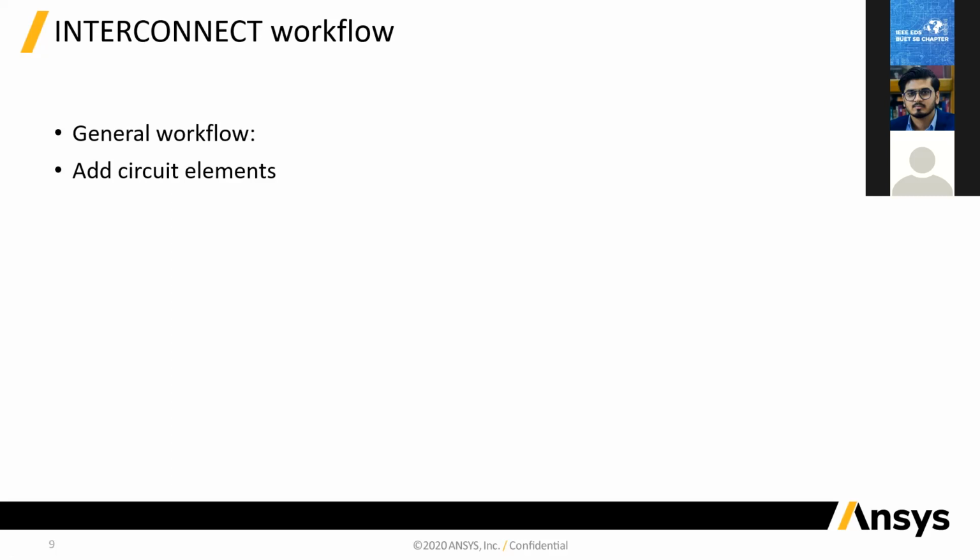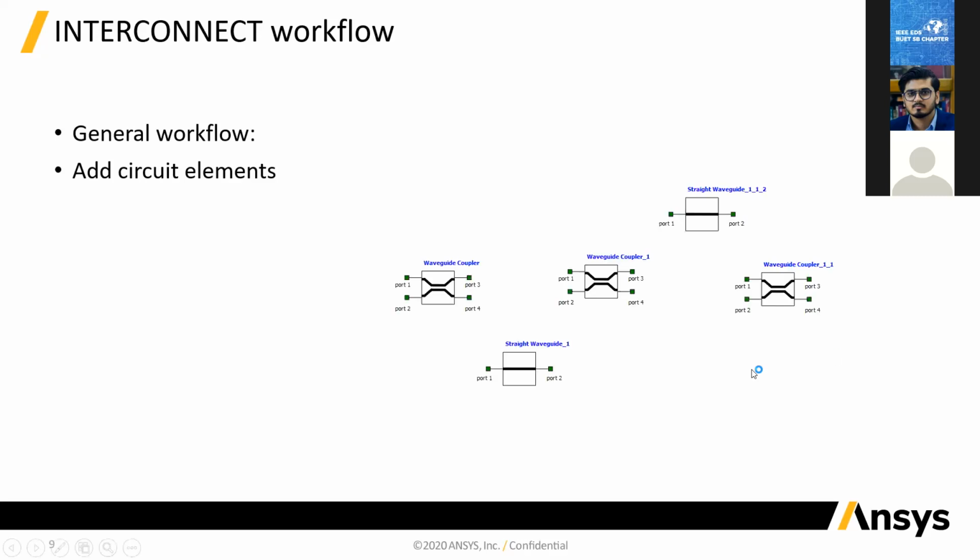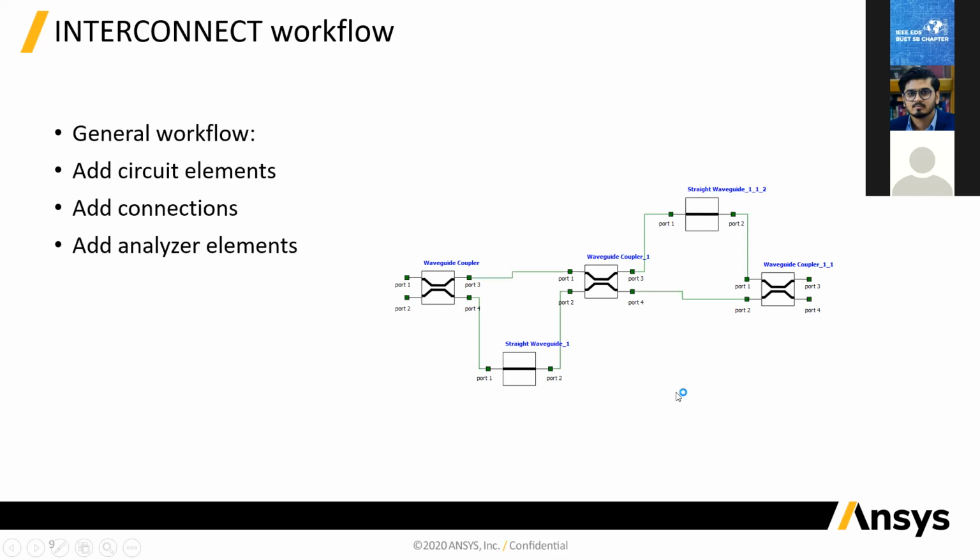So for example, you'll drag and drop everything in the window, and then you'll hook them up by connecting them. And then you add analyzer elements, for example, the optical network analyzer to perform some frequency domain simulation. So it acts as a source. Light goes into, say, this coupler, and then all of your outputs go into the analyzer so that you can visualize them.